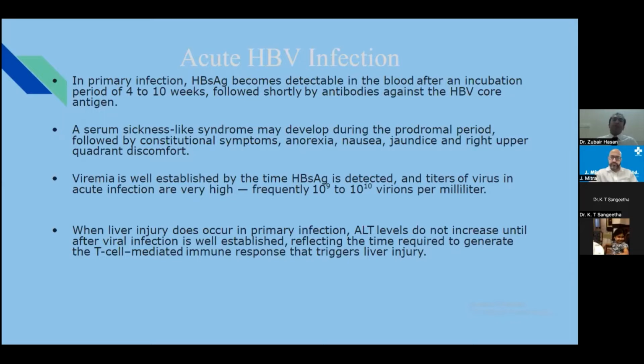Viremia is well established by the time HBsAg is detected, and the titers of the virus in acute infection are very high, frequently 10^9 to 10^10 virions per ml. When liver injury occurs in primary infection, ALT levels do not increase until after viral infection is well established, reflecting the time required to generate the T cell mediated immune response that triggers the liver injury. Just like how we speak about HIV, T cell response is important here also, right? A lot of papers have been done on this topic.